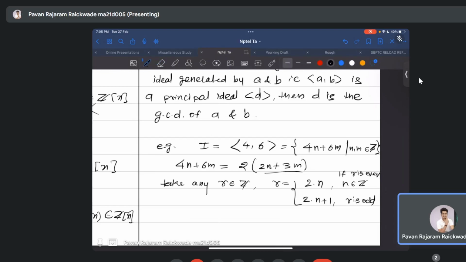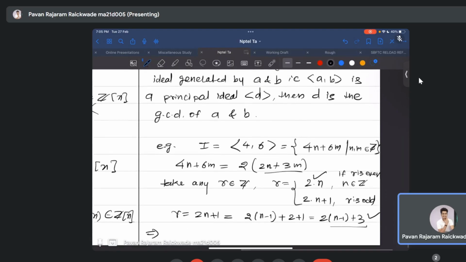If r is odd, in the first case we are done. In the second case, if r is 2n plus 1, what you consider is 2 times (n minus 1) plus 2 plus 1, which is simply 2 times (n minus 1) plus 3. So it is again of this form. So any integer can be written as 2 times 2n plus 3m.